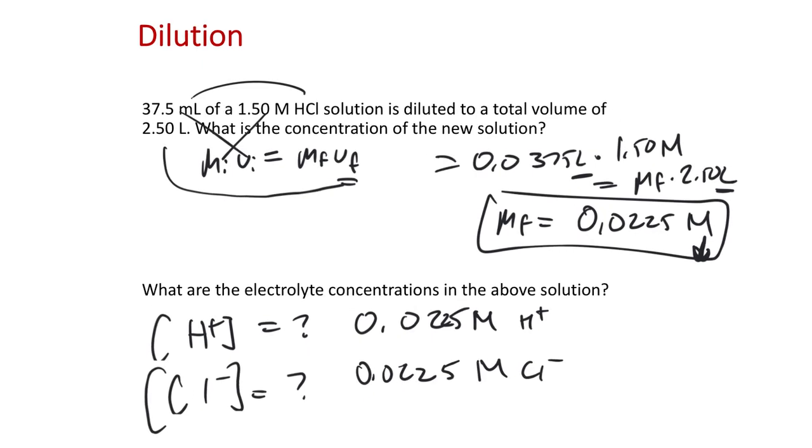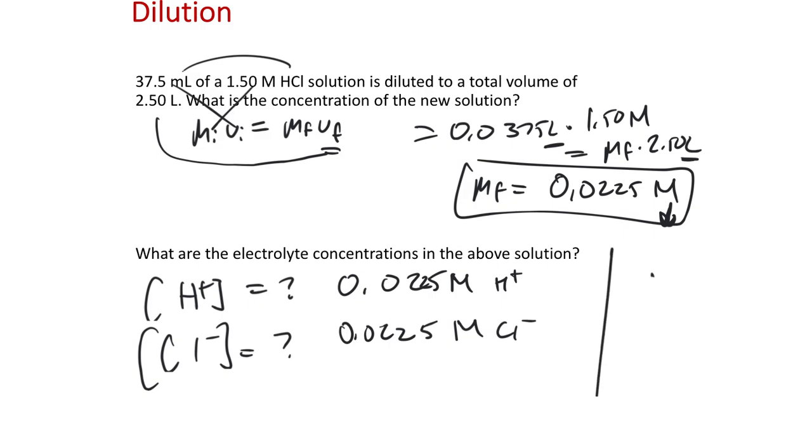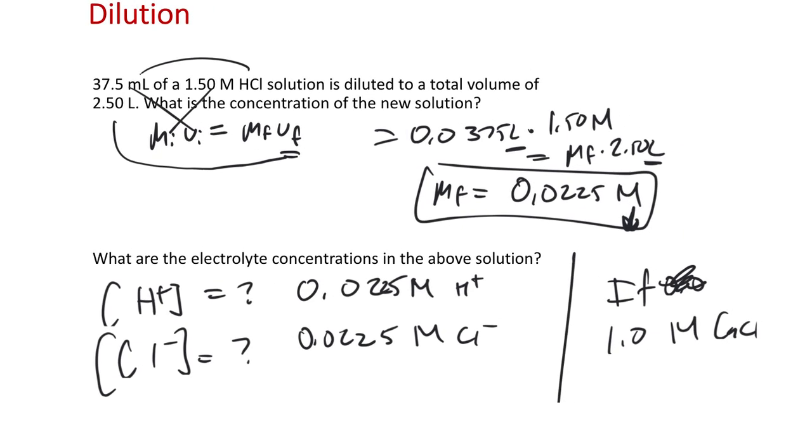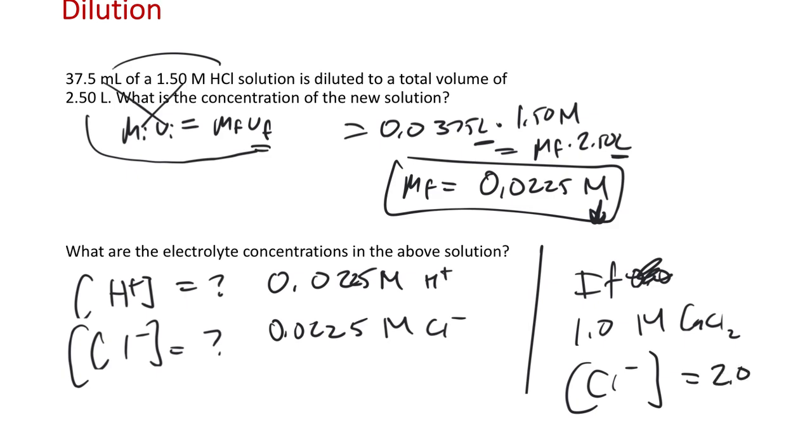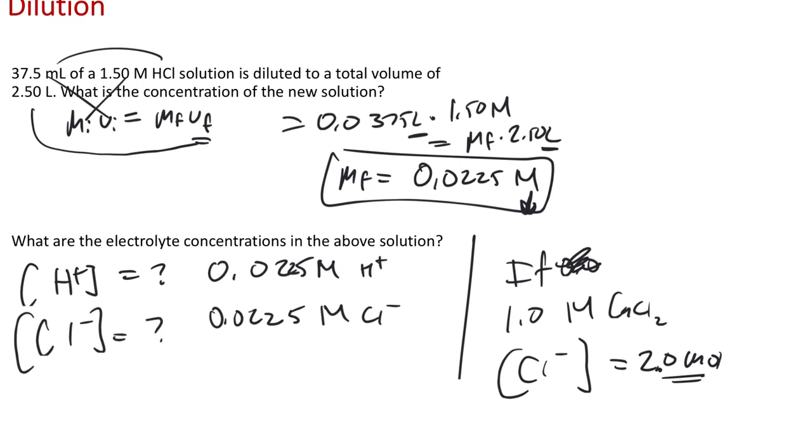Now, what if I had a solution with a different compound? Let's say we had 1.0 molar calcium chloride, CaCl2. What's the concentration of chloride ion in that solution? So Cl minus in brackets is the concentration in molarity units. We'd get 2 moles of chloride per mole of CaCl2, so this would be 2.0 moles per liter. So we have 2.0 moles of the chloride ion per liter of solution, so 2.0 M.